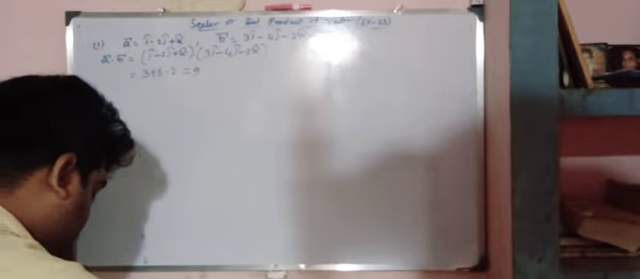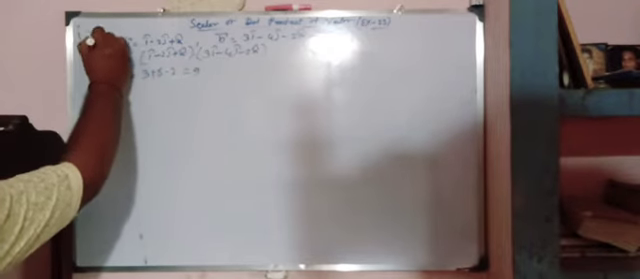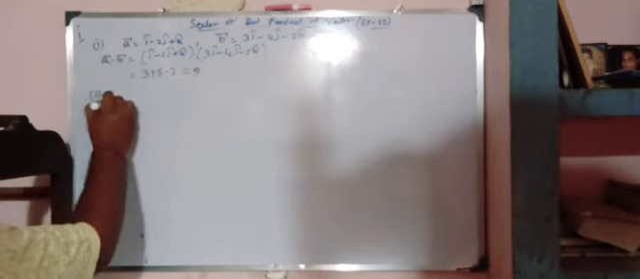Next, move to another question. The question is given here. Find the value of lambda for which A and B are perpendicular. That is also an easy question. Question number 2, Roman 1.